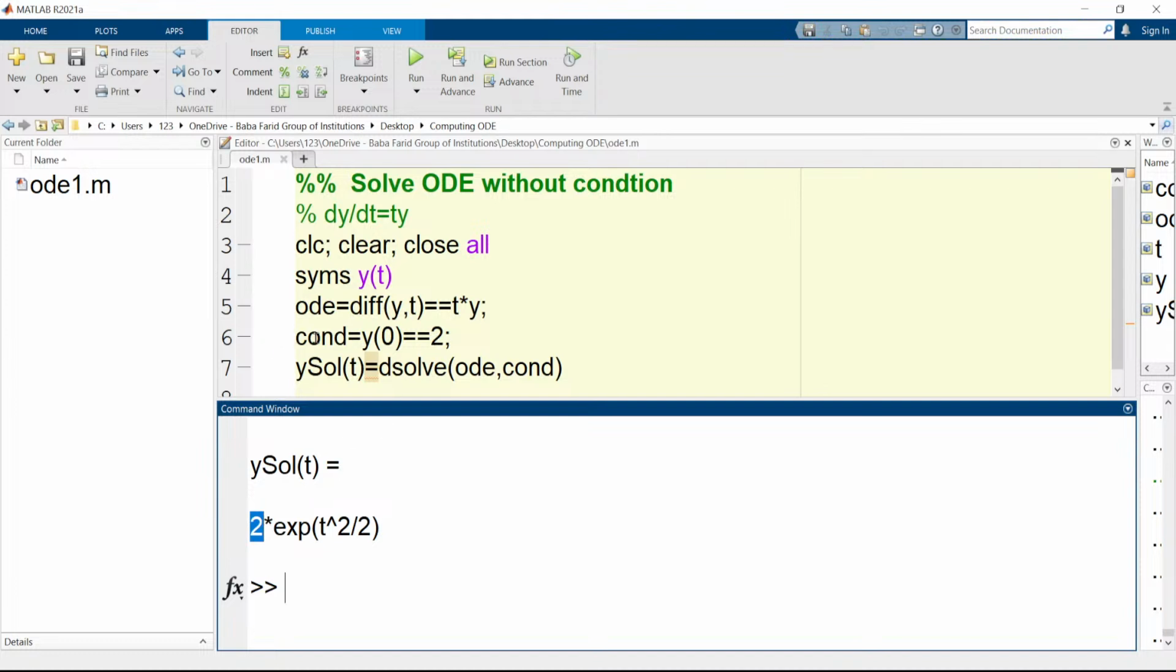after applying this condition. So in this way you can solve the ODE with the condition or without the condition, both ways. And I hope this will help you to see how you can apply the conditions.